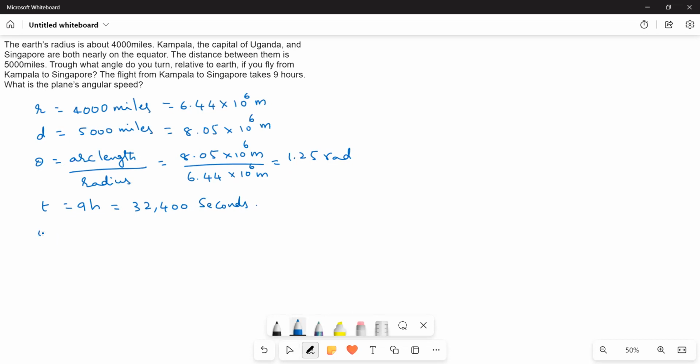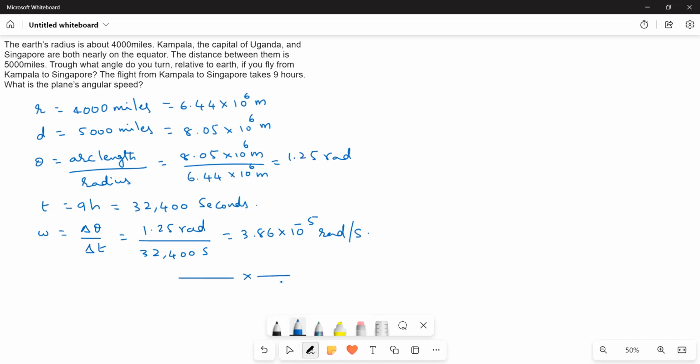Now, omega is equal to delta theta by delta T. So here we have 1.25 radians over 32,400 seconds. This gives a value of 3.86 × 10^-5 radians per second. This is the answer.